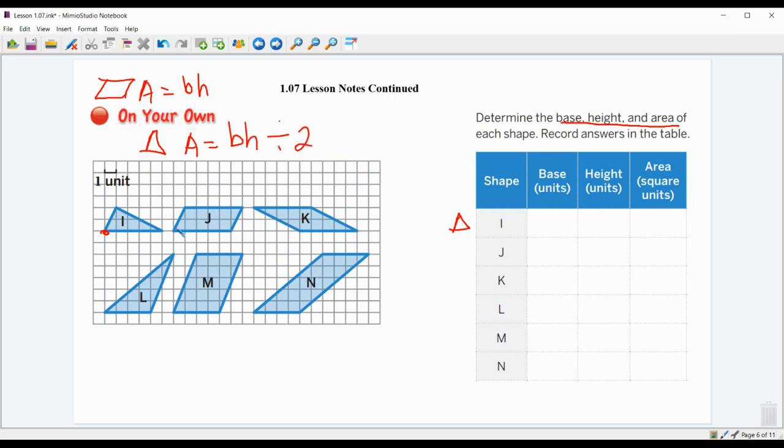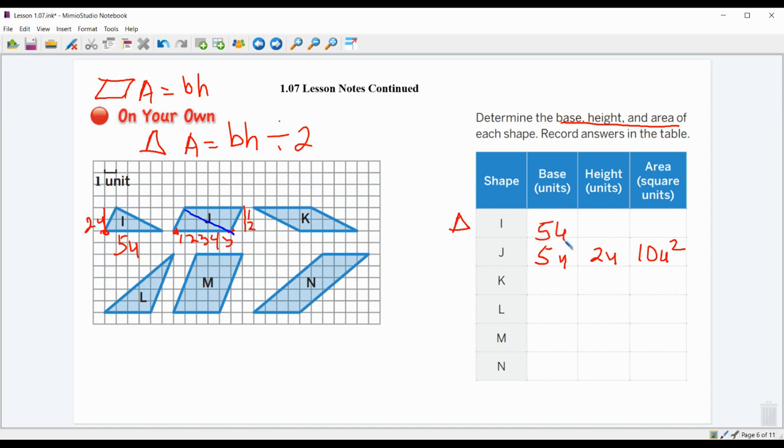Okay, so I'm going to start with J first because it's a parallelogram, and you guys know what to do with that. I count 1, 2, 3, 4, 5. Go to J, and I put 5 units for the base. I count down from the top, 1, 2. The height is 2 units. 5 times 2 is 10 units squared. And then when I come to I, you might have noticed that I looks like the half triangle, half of J. So it's going to have the same dimensions. The bottom is 5 units, the base, and the height from here to here is 2 units.